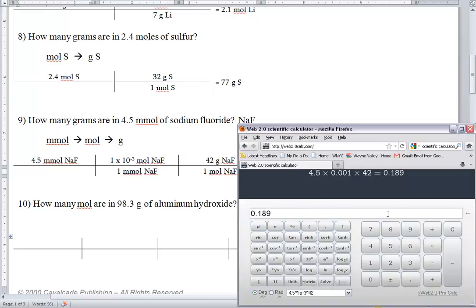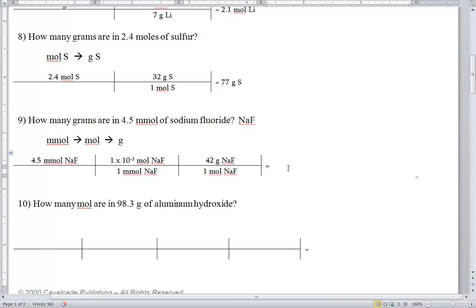Looking back at this, 2 significant figures. Never start with a 0. You always start with the first non-zero. Here's my 1. My second significant figure is this 8. Therefore, this 9 pushes this 8 to a 9, giving me 0.19. So my final answer is 0.19 grams of NaF, sodium fluoride.